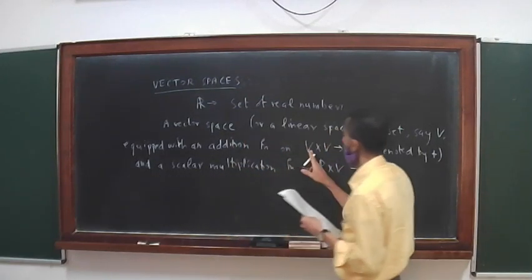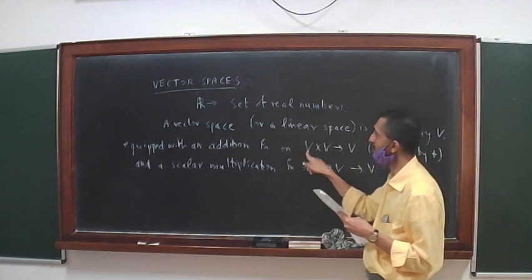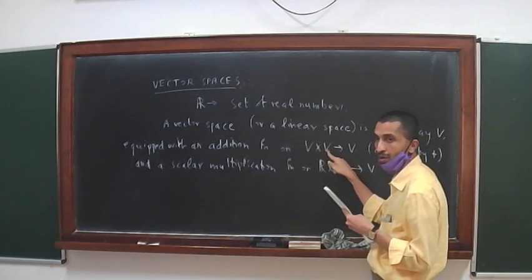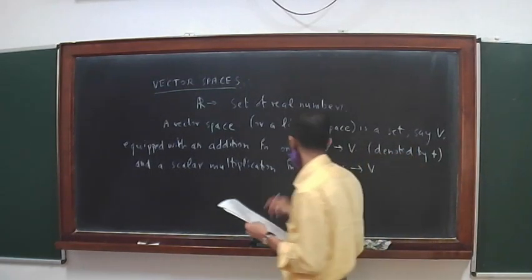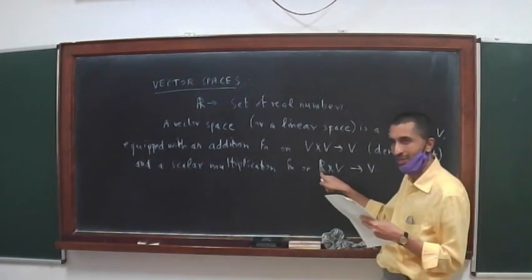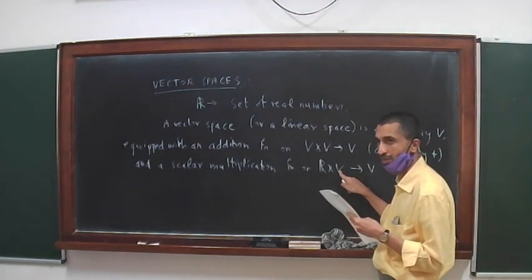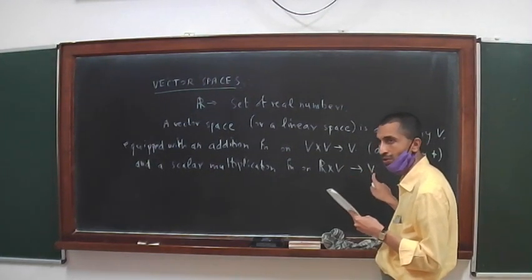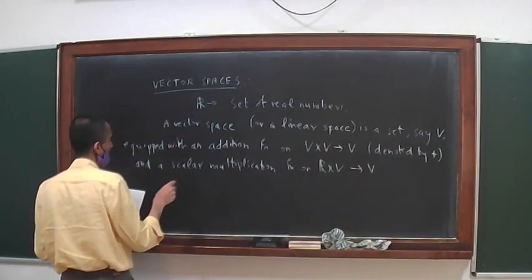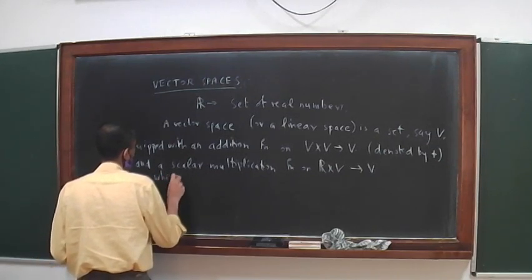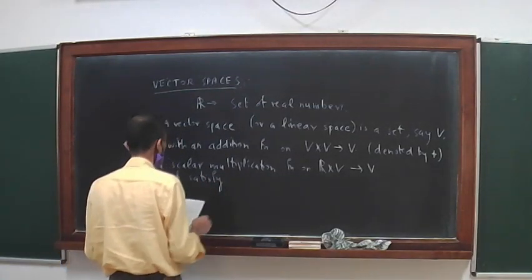Okay, so what do these symbols mean? Here V cross V to V means that I am taking the first element from V, which is this vector space, and the second element from V, and then there is a mapping to V itself. Similarly here, I am taking the first element from the set of real numbers and operating on a member of the vector space V, and then I am getting another member which also lies in V. That is the meaning of these symbols. They satisfy the following conditions.